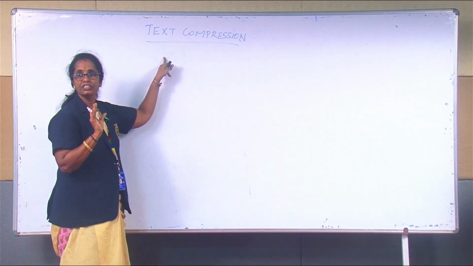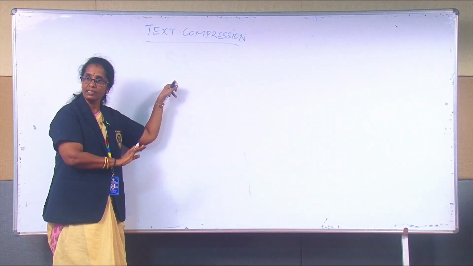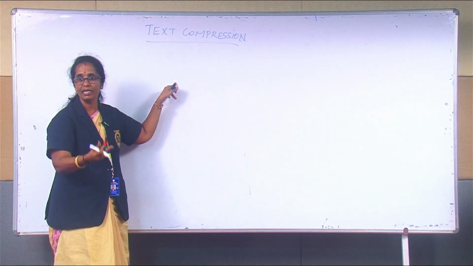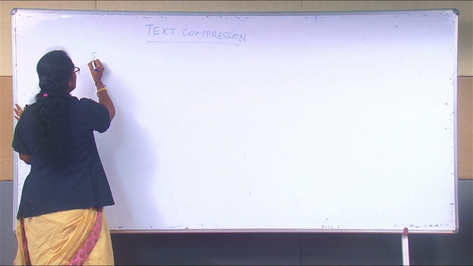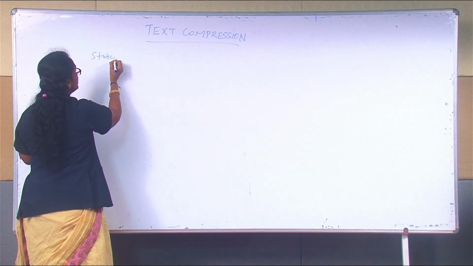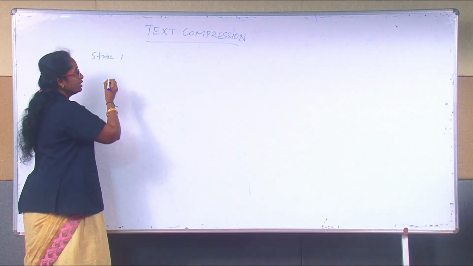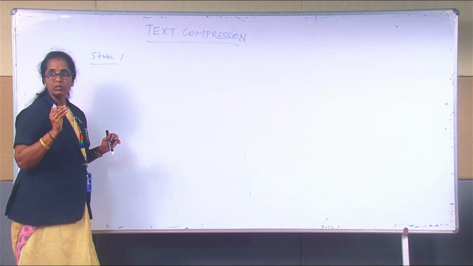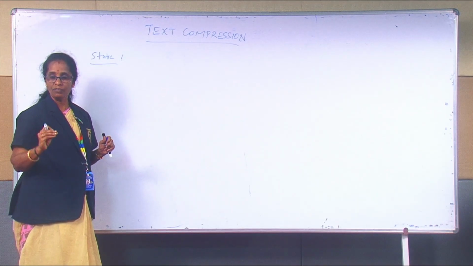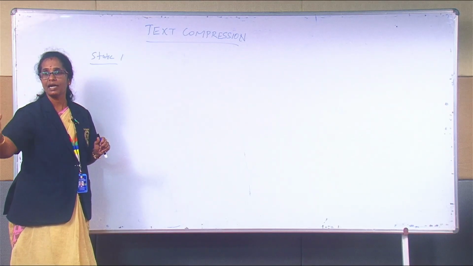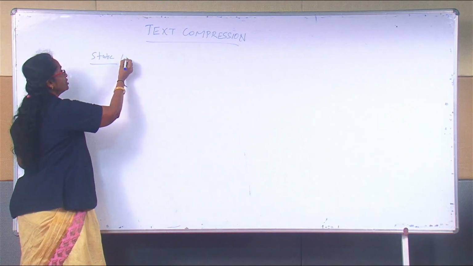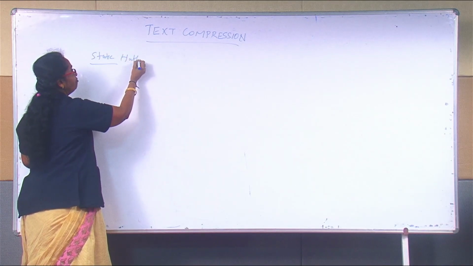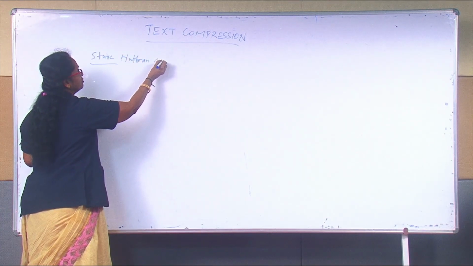In text compression, we have static coding as well as dynamic coding. In static coding, the encoder has the complete knowledge of the characters being transmitted. In the first category, we are going to see static Huffman coding.